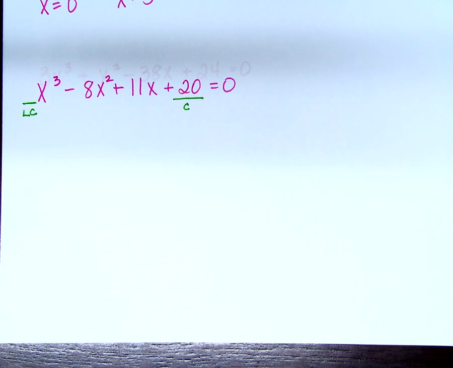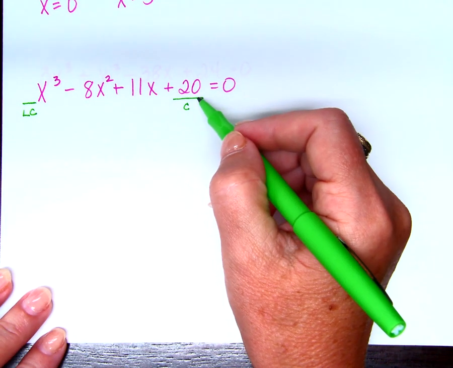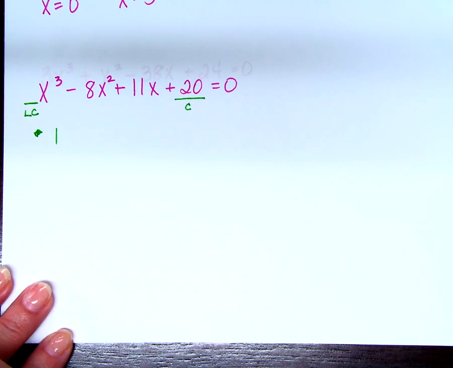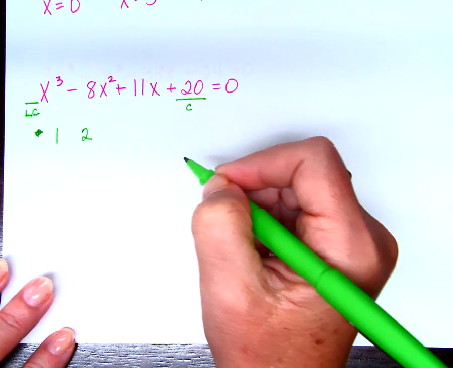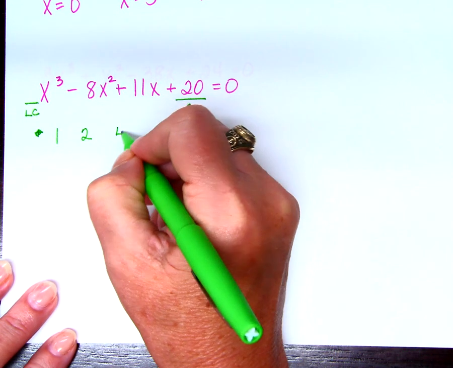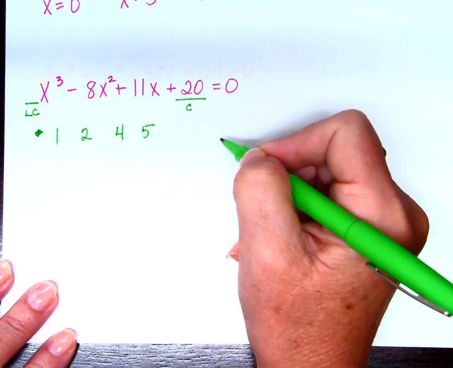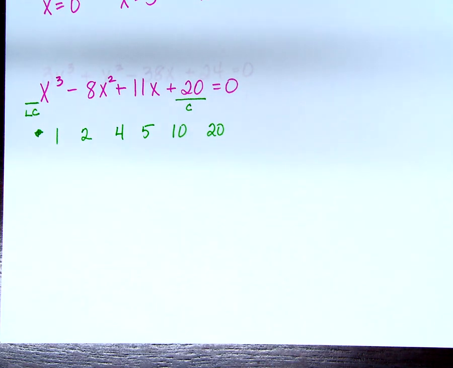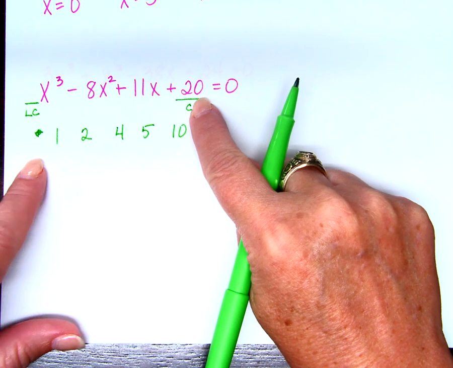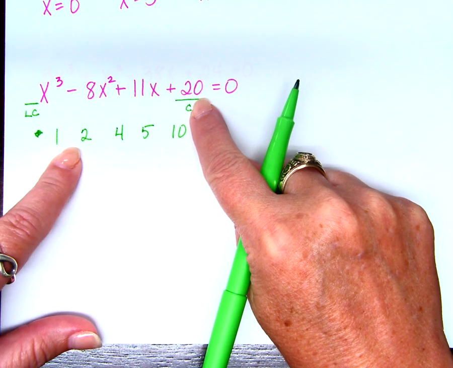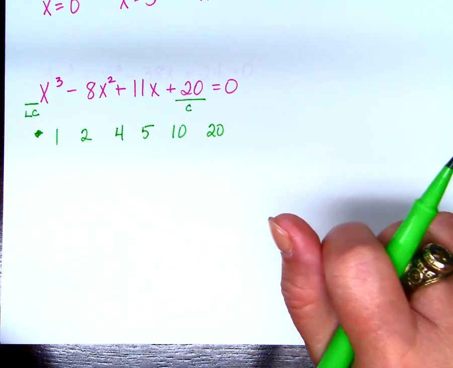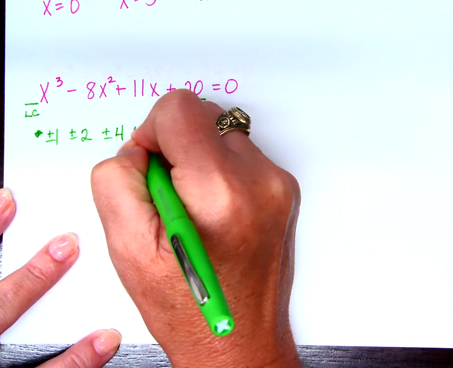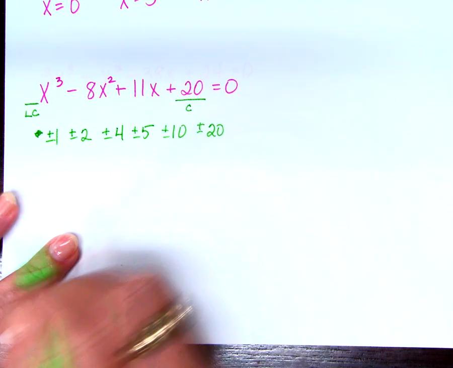Does that make sense? Well, what are all the factors of 20? 20 is divisible by 1, right? 20 is divisible by 2. What else is it divisible by? 4, 5, 10, and 20, right? Those are all the things that it's divisible by, isn't it? But isn't this also divisible by -1 and -2 and -4 and all the negatives of the numbers that we just found out? So we're going to write plus or minus, plus or minus, plus or minus, plus or minus, plus or minus, plus or minus.